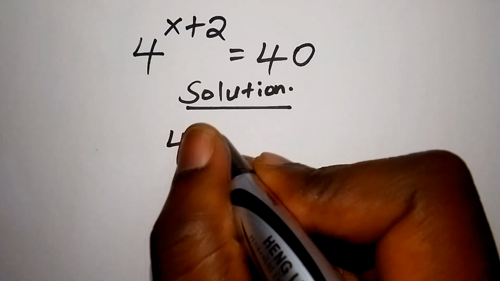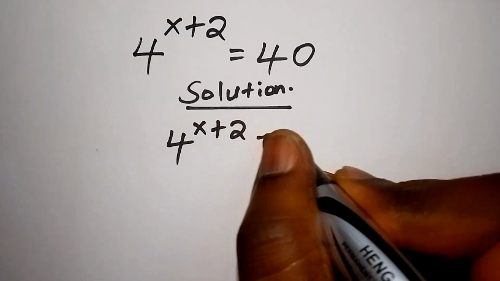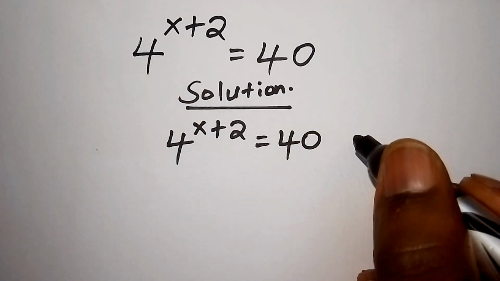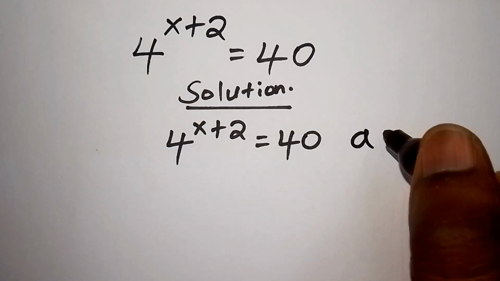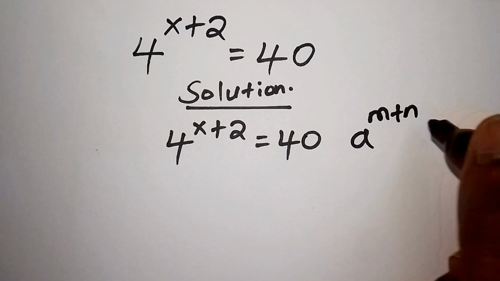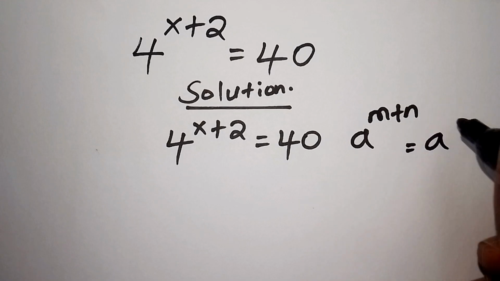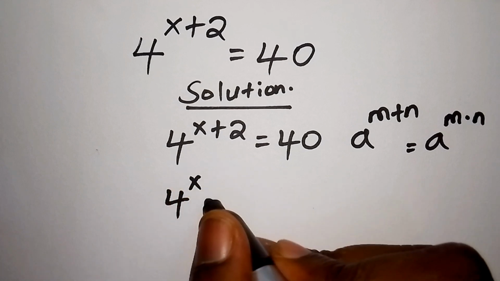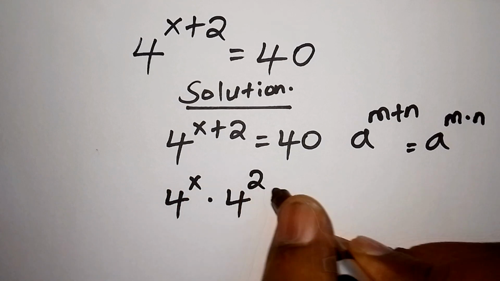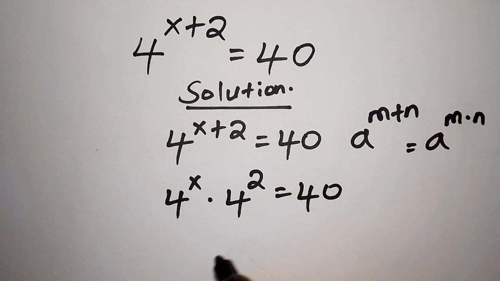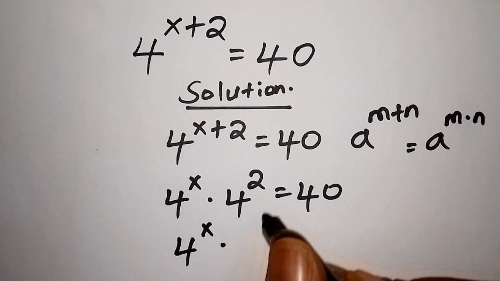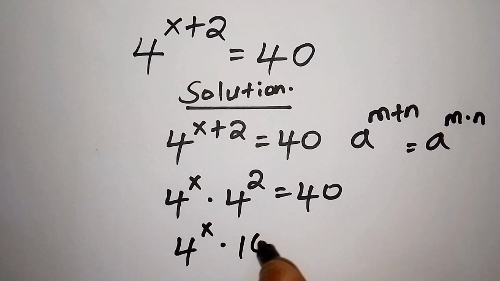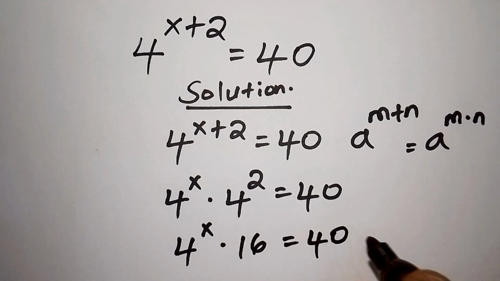So now we have 4 to the power of x plus 2 is equal to 40. To begin with the basics, when you have a to the power of m plus n, we shall have it as a to the power of m multiplied by a to the power of n. So in this case we shall have 4 to the power of x, then the plus shall change to multiplication, 4 to the power of 2 is equal to 40. So work it out. Now we shall have 4 to the power of x multiplied by 4 to the power of 2, which is 4 times 4, that is 16, is equal to 40.